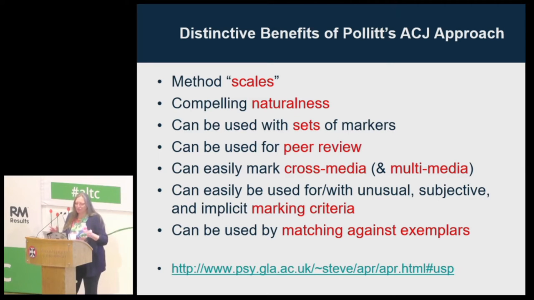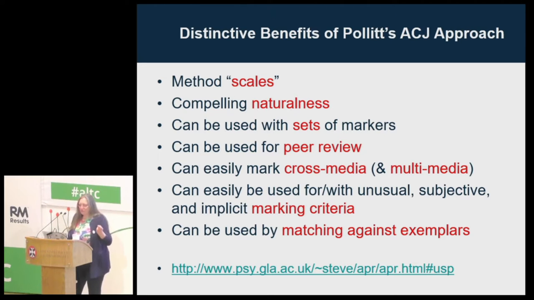It has compelling naturalness, it is intuitively plausible. It can be used with one marker, it can be used with sets of markers, so you can get your inter and intra-rater reliability. It can be used for peer review, which is how we've been using it. So you crowdsource, you get the students to do all of the judgments, and then as an academic, you come in and award the marks. So it saves a lot of time.